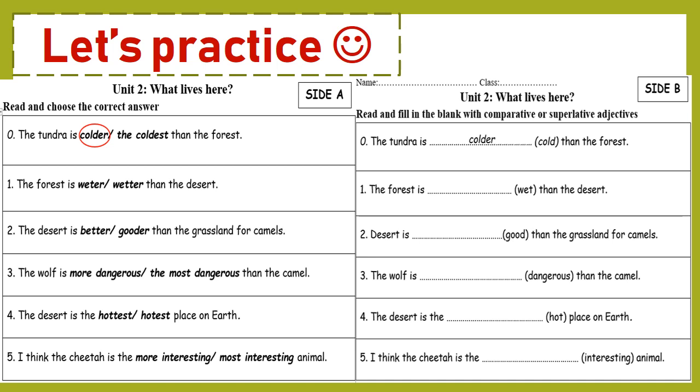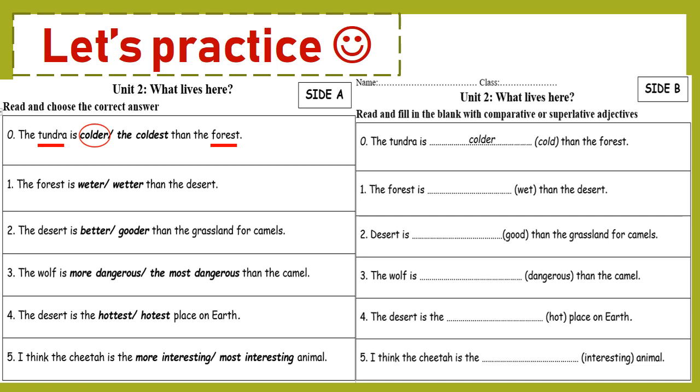Can you see side A or side B? The difference is, for side A, you can read and choose the correct answers. For example number 0, the tundra is colder or the coldest than the forest. And you see, to compare the tundra and the forest, two things solely, we need comparative, and you circle colder. And you do the same for number 1 to 5.